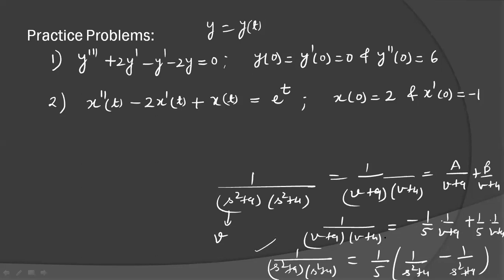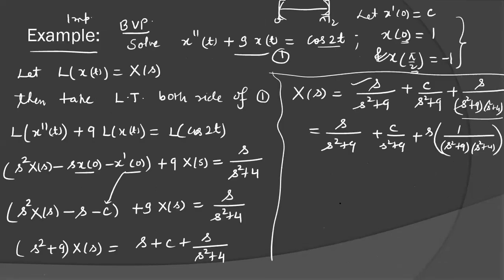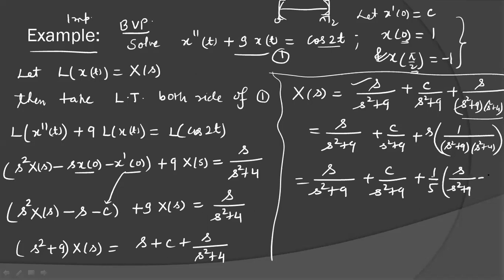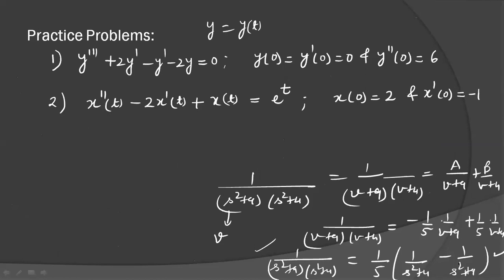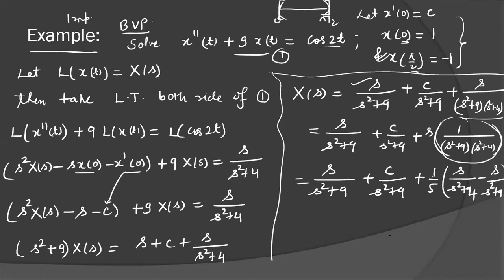So what we did, we took s outside, because if s is outside, it will help you in the Laplace inverse of the cosine function. So what is the partial fraction? 1 over 5, now you put s inside. So s over (s square plus 9) minus s over (s square plus 4) and so on. Its partial fraction is 1 over 5, s over s square plus 4 minus s over s square plus 9. I kept it here. Now take the Laplace inverse.